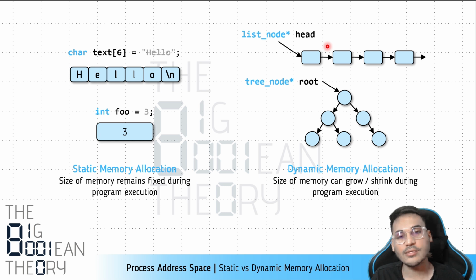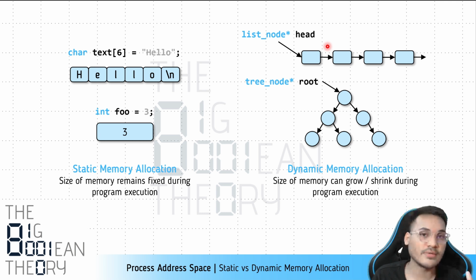In a linked list, the nodes are in a chain, and the number of nodes can vary, right? It can vary on the basis of input or whatever. The linked list can grow if we add new nodes, or we can shrink the linked list by deleting some nodes. Basically, the size of the linked list can change during the execution of the program, right?